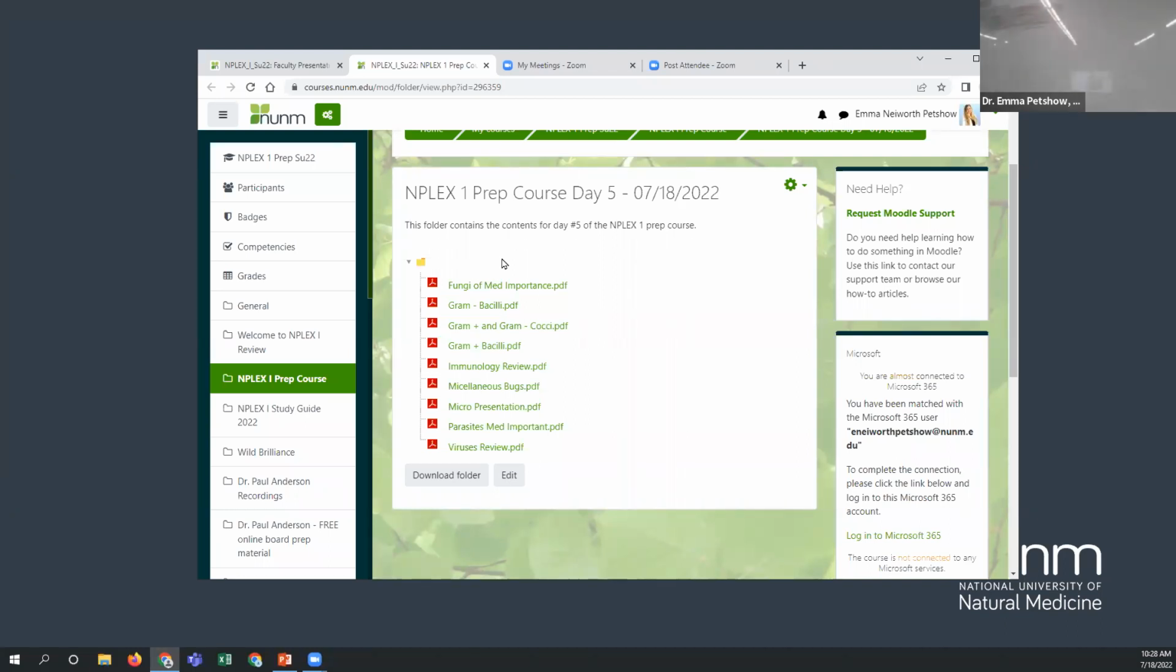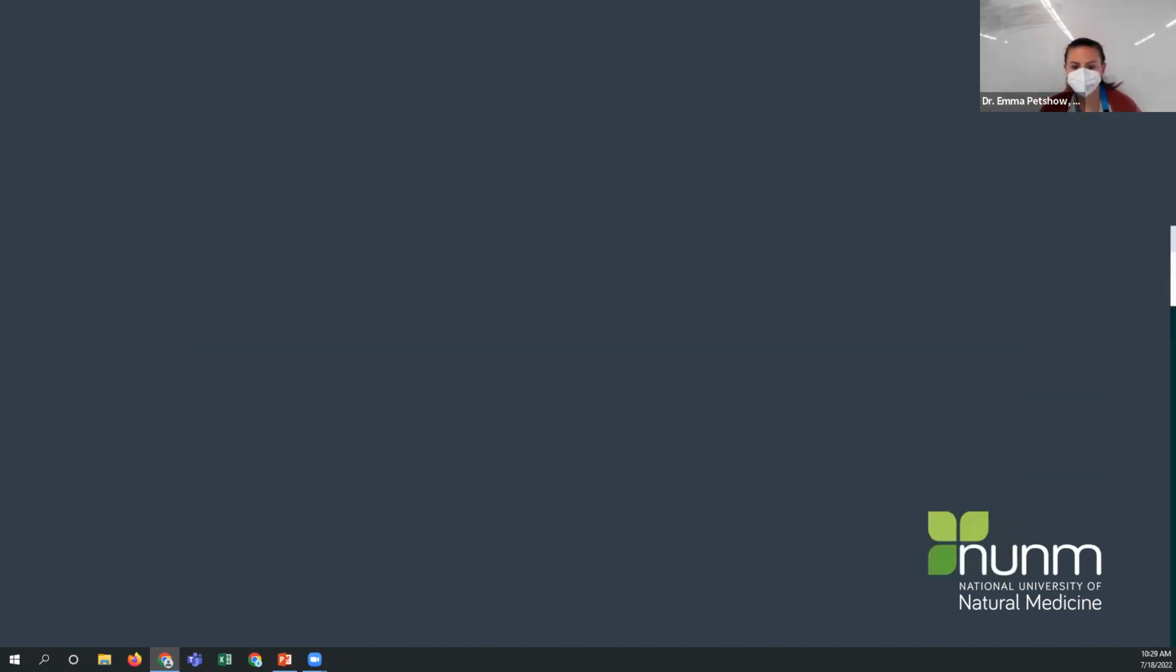We're going to start with our micro presentation here. It's just a general micro presentation that's going to go into our creation of a dichotomous key. And then we're going to try to hit virus, fungi, and parasites. We'll see how far we get on all of those. But we're going to go through the bacteria first, because these are the most common buggers, literally, that we will hit in the NPLEX. Moving this back.